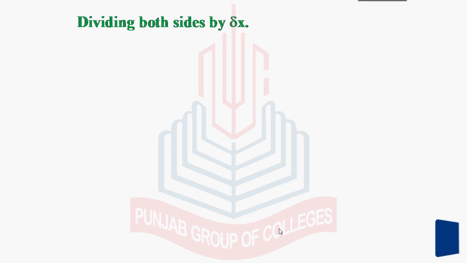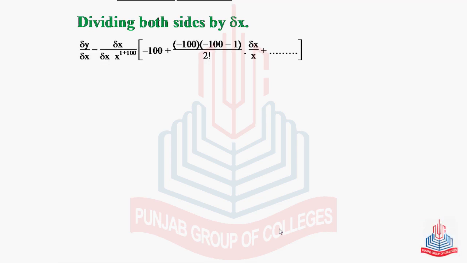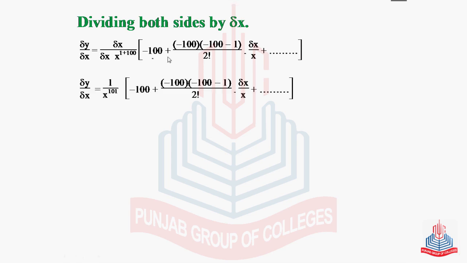Now dividing both sides by delta x, delta y over delta x equals delta x over delta x, x raised to the power 1 plus 100, combining powers due to the same base, and the bracket portion will remain the same. After cancelling this delta x, we have delta y by delta x is equal to 1 over x raised to the power 101, and the bracket portion will remain the same.